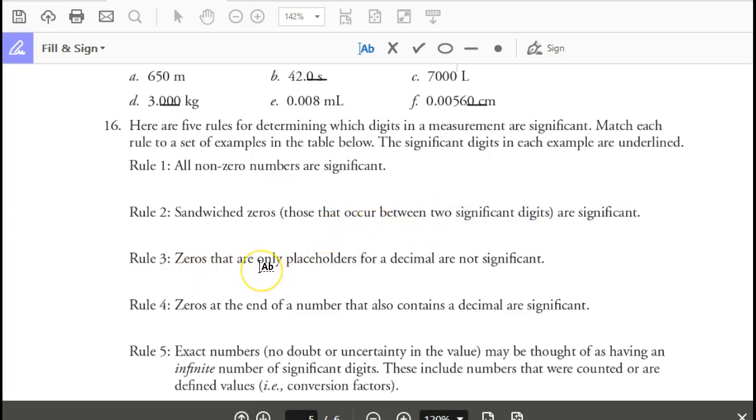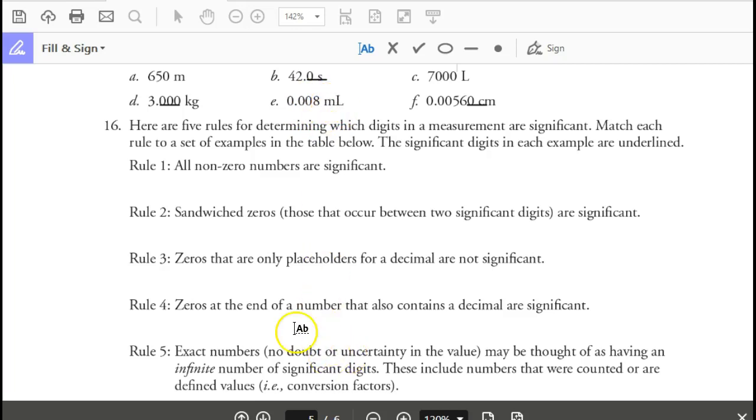Zeros that are only placeholders for a decimal are not significant. So this one, 650 meters. This is a placeholder for the decimal so that we know that it's 650 instead of 65. So this one doesn't count because it's only a placeholder. Same thing for these and these. These are only placeholders to let you know that this 8 is in the thousands place, but that's their only purpose, so they're not significant.